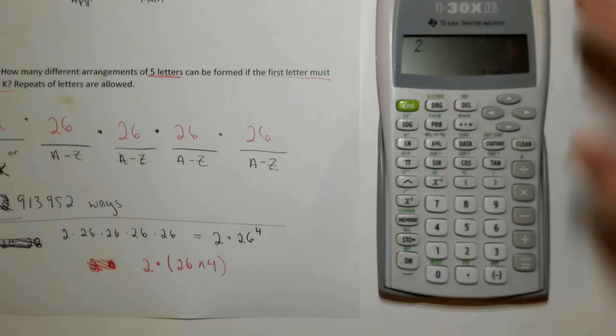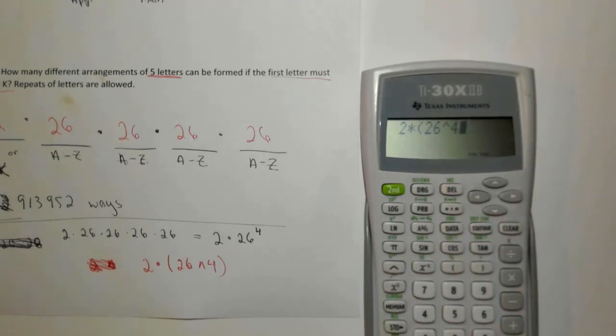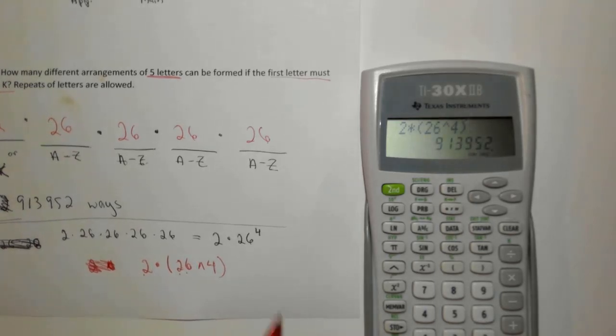All right, so 2 times, now the parentheses here may be optional, but anytime I'm doing a demonstration or if I was taking a test, I would probably be careful with parentheses. I want the calculator to do 26 to the 4th first. I don't want it to multiply the 2 and the 26 together and then raise that to the 4th. That's wrong. The calculator might know the correct thing to do here, but if it doesn't, just do 26 to the 4th, parentheses, times 2, and we also got our 913952.